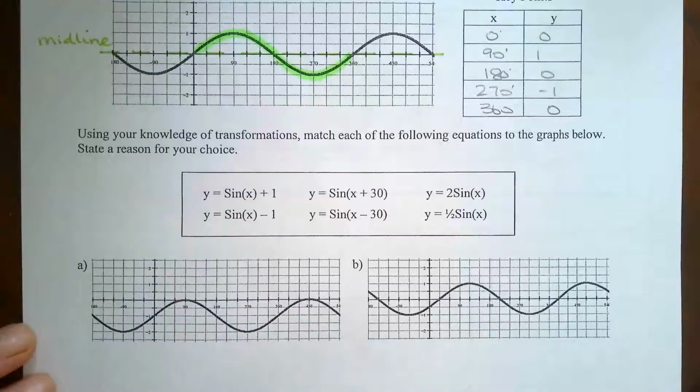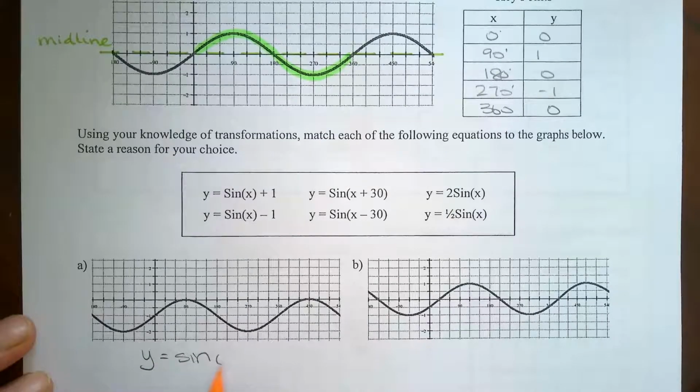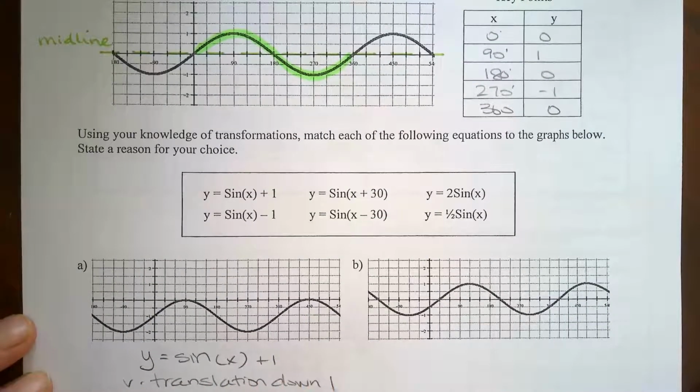So if I look, this graph has gone down by 1. So we can say that this graph is y equals sine x minus 1. And this is a vertical translation down 1.